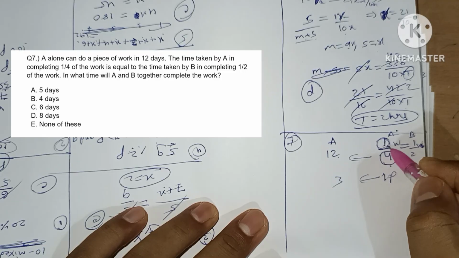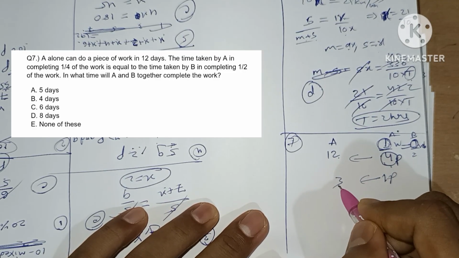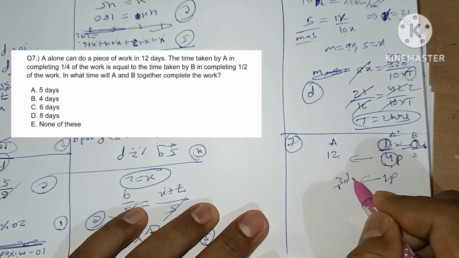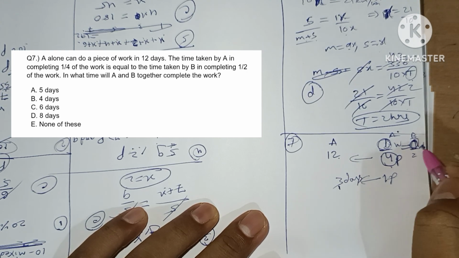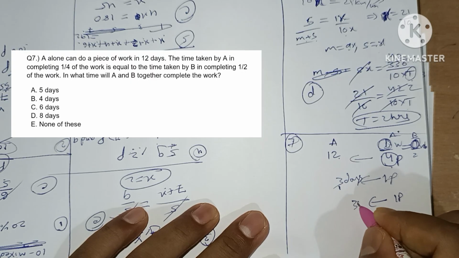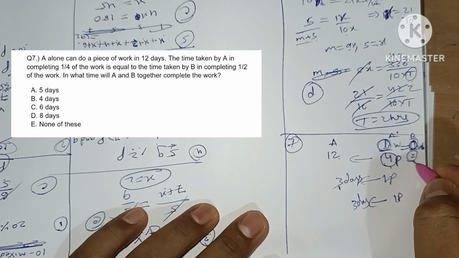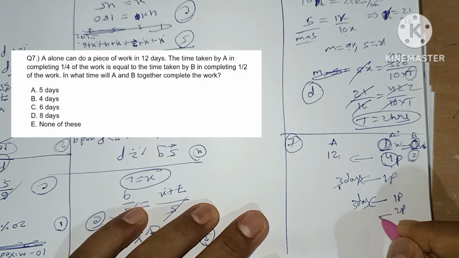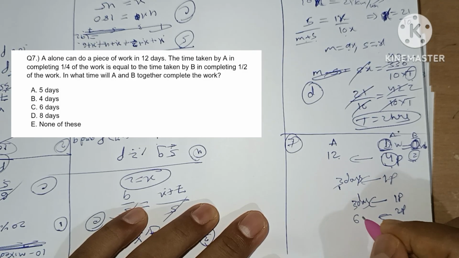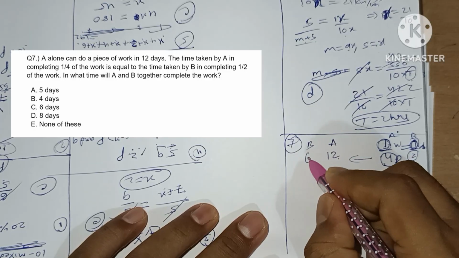Here this one part is the same as this one part. So 3 days is nothing but one part value of B. So one part value of B is 3 days. Then the total number of parts of B will be 2 parts. So 2 parts value will be 2 times 3, which is 6 days. So B completes it in 6 days.